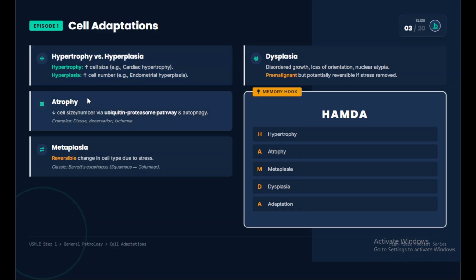Now, if I jump on to the next topic, which is atrophy, it's actually the opposite situation. Instead of growing, the cells shrink. Atrophy means a decrease in cell size and sometimes cell number. Cells become smaller because they reduce their metabolic activity. Inside the cell, there are two important mechanisms that cause this. The first is the ubiquitin-proteasome pathway, and the second one is autophagy.